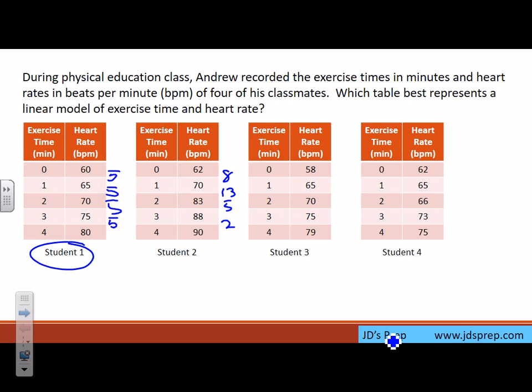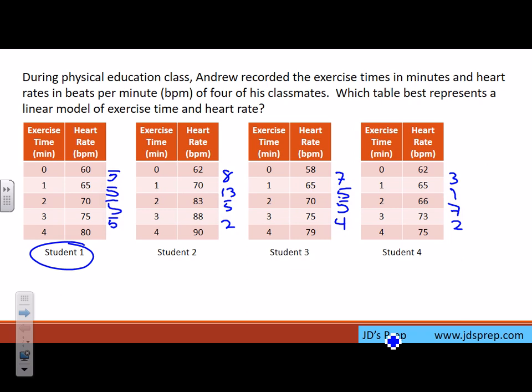Similarly, for student 3, we have an increase of 7 here, then an increase of 5, then another increase of 5, and an increase of 4 to finish it off. A little bit better than student 2's, it's closer to being a linear model, but there's still a little bit of change. So it's also not going to represent a linear model. Lastly, for student 4, going from 62 to 65, we have an increase of 3 BPM, then an increase of 1 BPM, then an increase of 7, and an increase of 2.